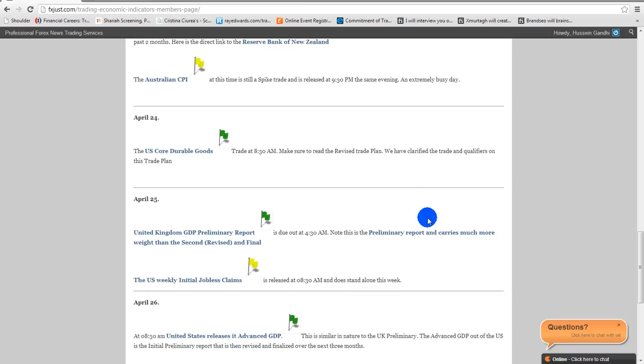Now let's preview for tomorrow. Tomorrow we'll have the UK GDP report. Now this is the report which will be trading, and it carries much more weight than the second or the final report. And of course we have our initial jobless claims, so that's something which will be trading, and I'll be trading perhaps both of them.